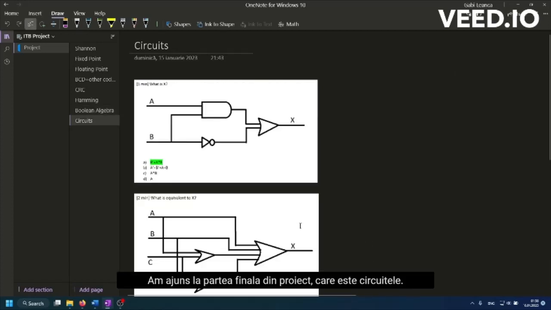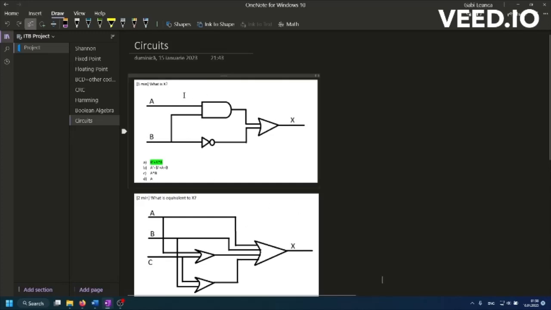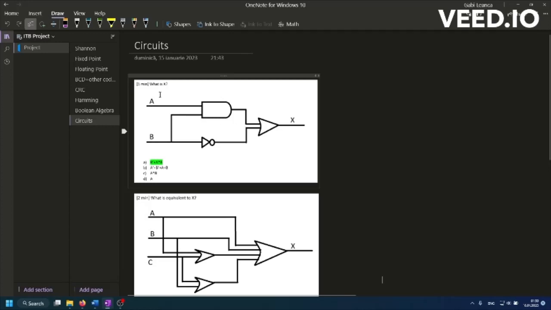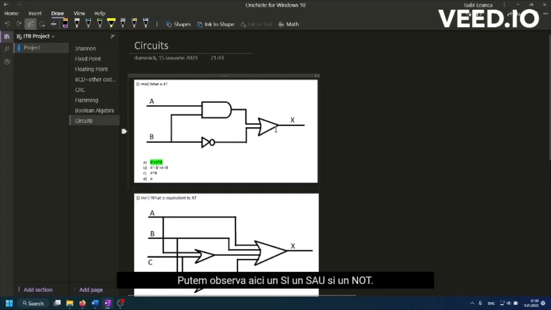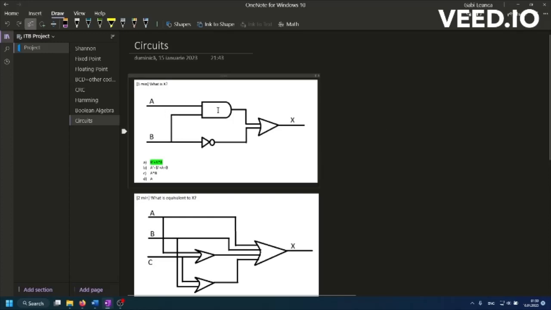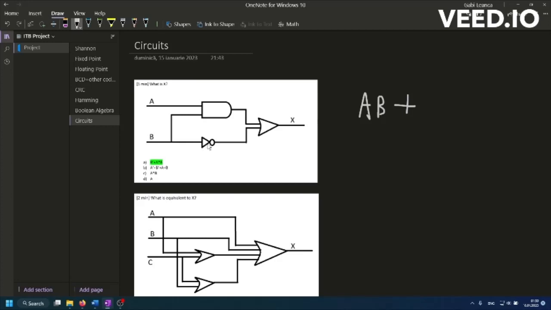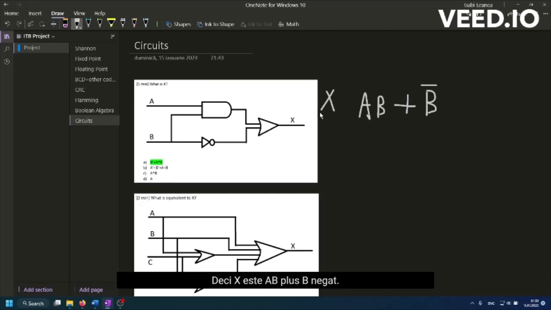We have arrived at the final part of the project, that is circuits. So this problem asks us what is x. So we have a circuit drawn here. We can notice an AND, an OR and a NOT. So this here is A and B, and here there is an OR. Now let's see what we add. It's a negated B here. So X is AB plus not B.